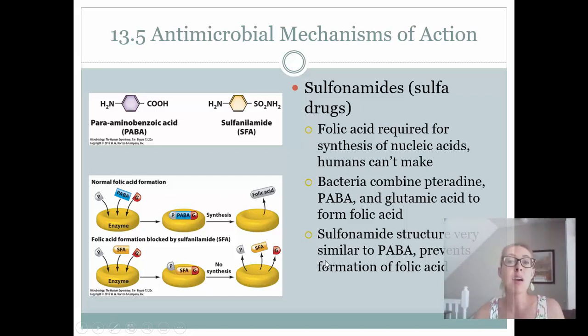We're not going to have the bacterial cells having the folic acid that they need in order to correctly synthesize their genetic instructions. If they don't have their genetic instructions, they don't have the information to make the stuff that they need.